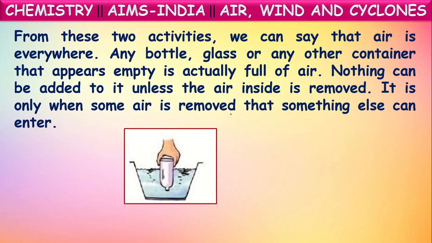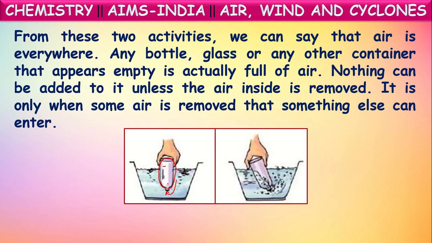See here, an inverted bottle is immersed into the water. Even though it is completely immersed, water cannot enter into it because the place in this bottle is completely filled with air. Already there is air in this, so it won't allow the water to come inside. When you tilt the bottle, what happens? The air present in this bottle will go out in the form of bubbles. We can see bubbles coming out from the bottle. Then only water can enter into this.